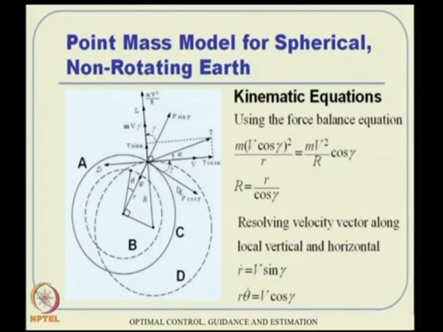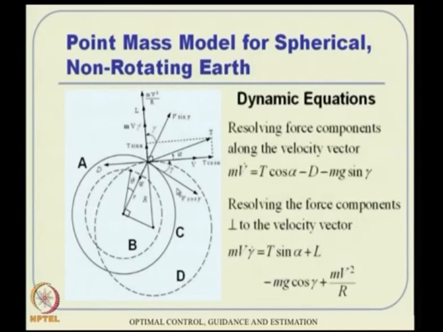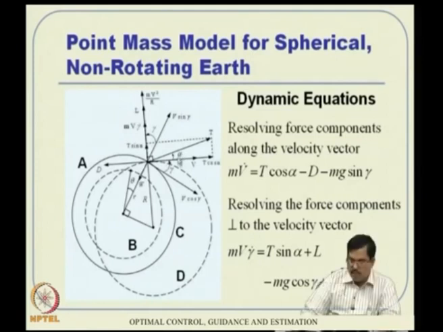Then the next one is slightly complicated, let us see what happens to the other one. You are interested in m V dot, and m V dot is almost similar to what you had last time. So, this is T cos alpha, one component coming from thrust, minus drag, and mg is acting along that direction; W, which is mg, into sin gamma component will also act along this direction. So, m V dot is T cos alpha minus D minus mg sin gamma.